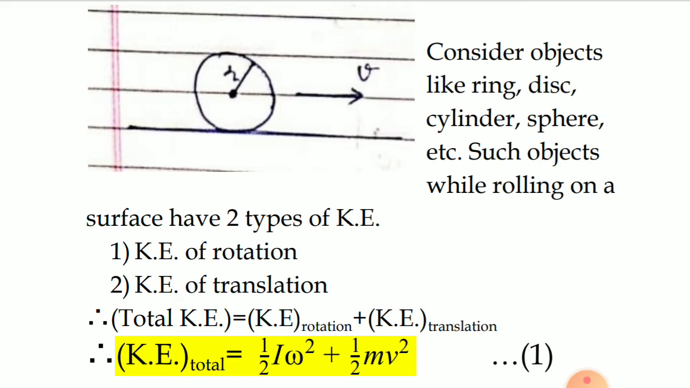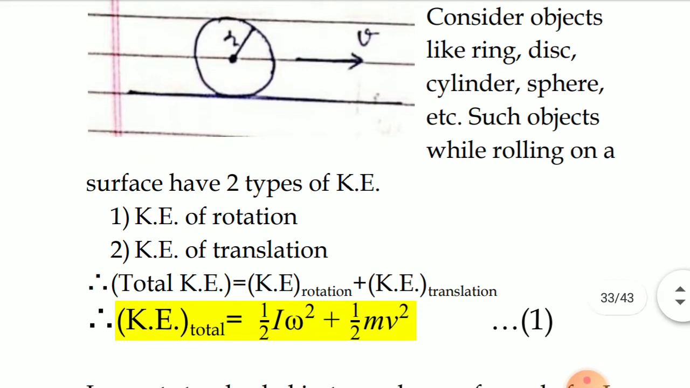Now, we take into consideration a body which is rolling on a surface. It has some radius r and it's moving with some velocity v. The total kinetic energy that the body will possess will be of two different types. The first one is the kinetic energy of rotation, and the other is kinetic energy of translation. We call it linear kinetic energy.